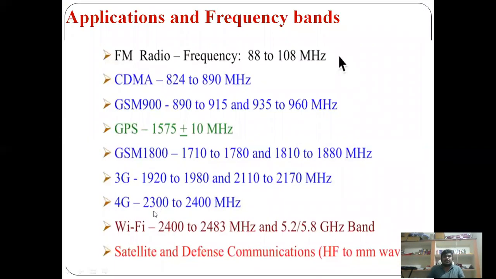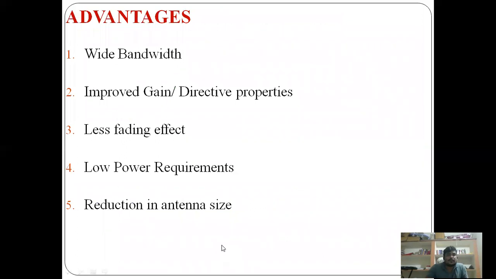So what are the applications and frequencies? Just a quick preview. FM radio is 88 to 108 megahertz. CDMA is 824 to 890. GSM has different bands. GPS is 1.5 gigahertz. Then 3G, 4G. We are using more applications in satellite, defense communication, and also radars. So what are the advantages of using these microwave frequencies?